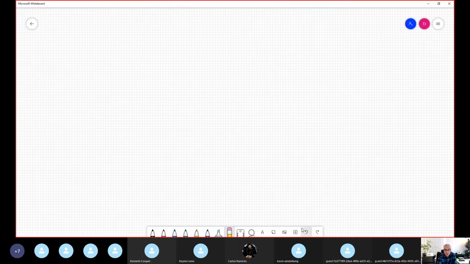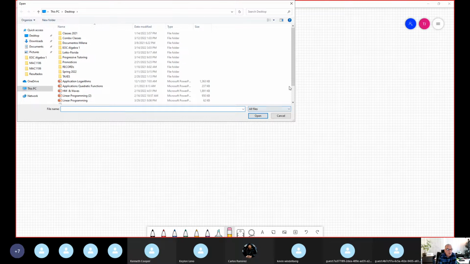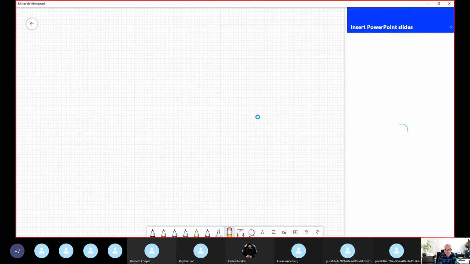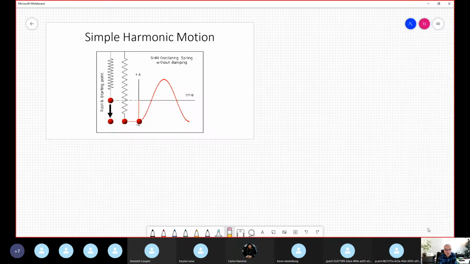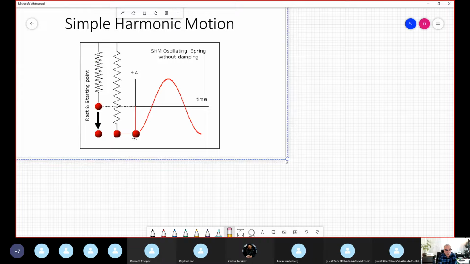PowerPoint. No, PDF. PowerPoint. Application logarithmic. There you go. Harmonic motion and weight. Okay, let's see the first slider, the animation. Oh, you don't see animation here. Oh, okay. No problem. Now, much better.